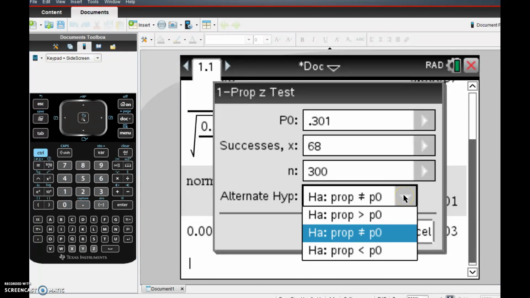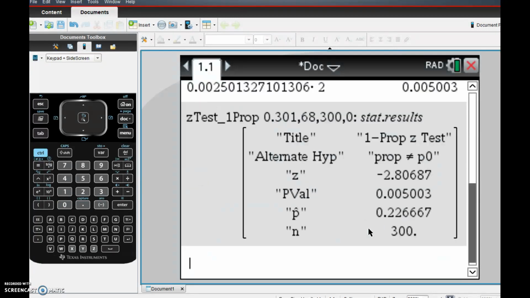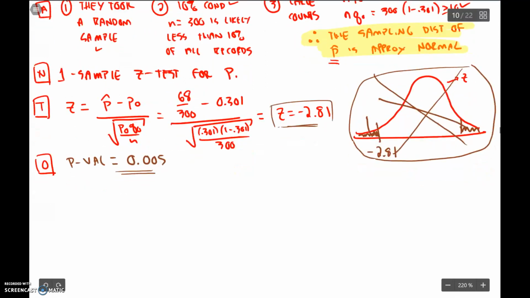And here's where you select your alternate. I want a two-sided alternate. Hit OK. And it gives you all the good stuff. It gives you the test statistic, the p-value. It actually calculates the p-hat for you and reminds you of what your sample size is. We're just going to copy down these two things on our paper for this test. Okay? Please use that on the test. If I want to test to see if you know the mechanics, I'll test that on other questions. Here, just use the calculator, okay?